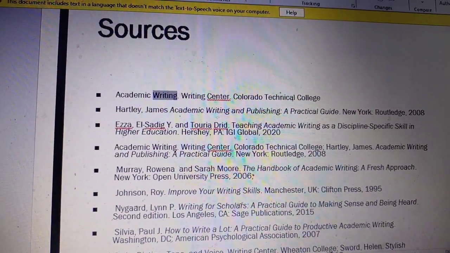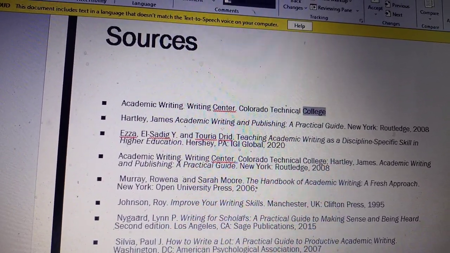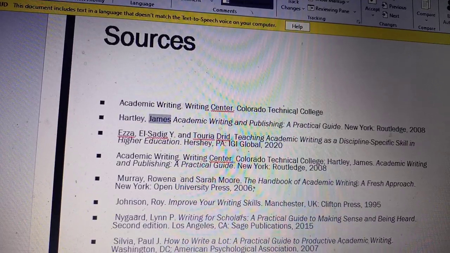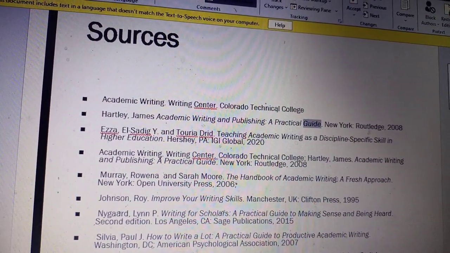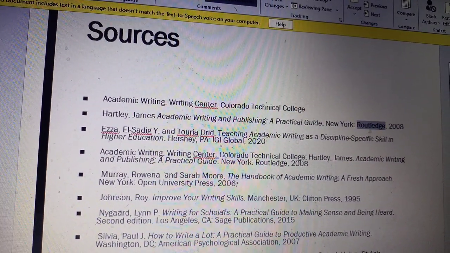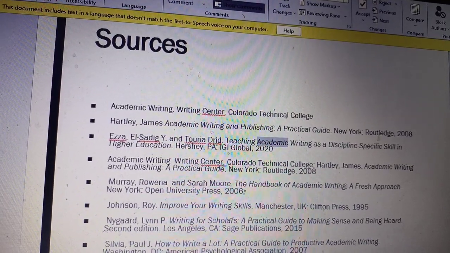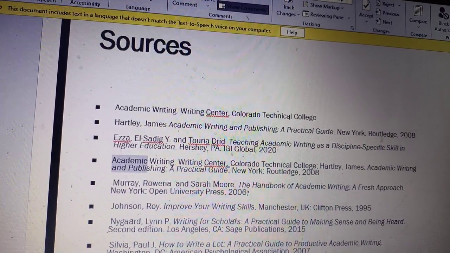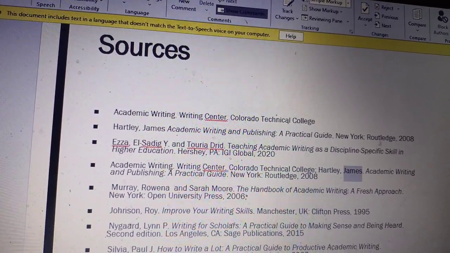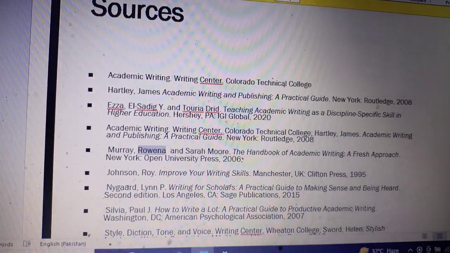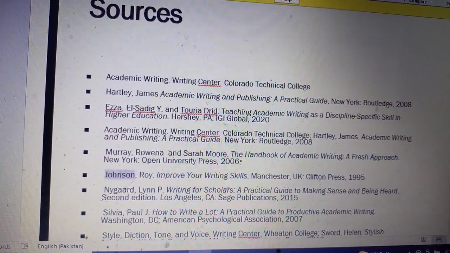Sources. Academic writing. Writing Center, Colorado Technical College. Hartley, James. Academic Writing and Publishing: A Practical Guide. New York, Routledge, 2008. Teaching Academic Writing as a Discipline-Specific Skill in Academic Writing. Writing Center, Colorado Technical College. Hartley, James. Academic Writing. Murray, Rowena, and Sarah Moore. The Handbook of Academic Writing: A Fresh Approach. Johnson, Roy.